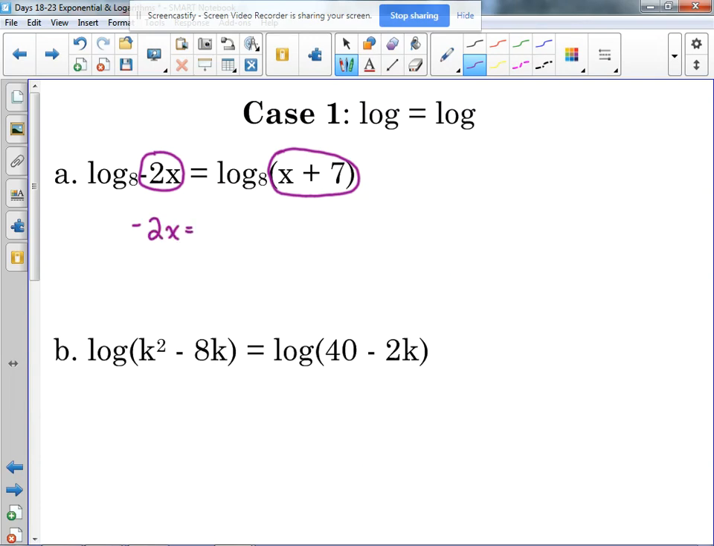So that's all we do. We simply set negative 2x equal to x plus 7. And again, just a regular linear equation here. Negative 3x is equal to 7. Divide both sides by negative 3. X is equal to negative 7 over 3.